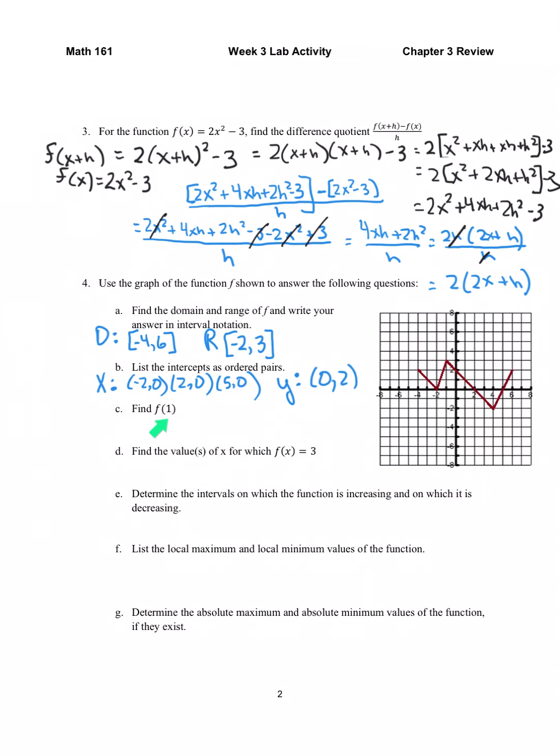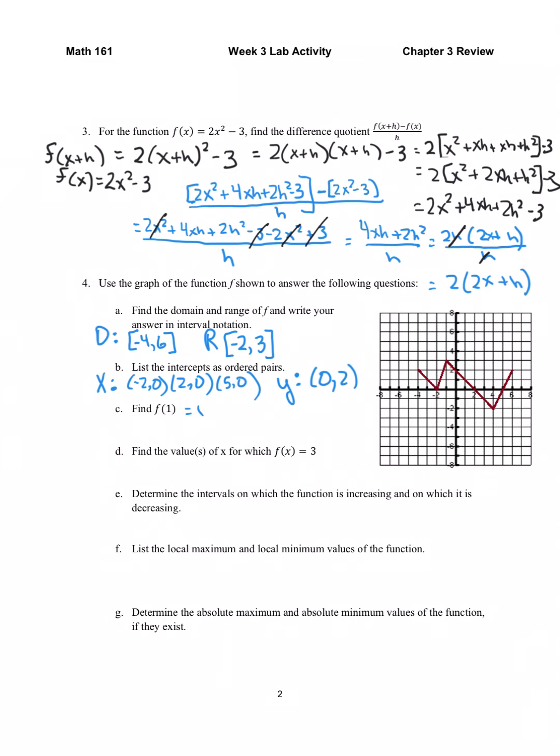For f of 1, this means when x is 1, what is the y value? X is 1 right here. What is the y value when x equals 1? Our y value is 1.